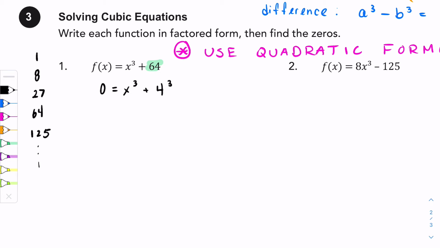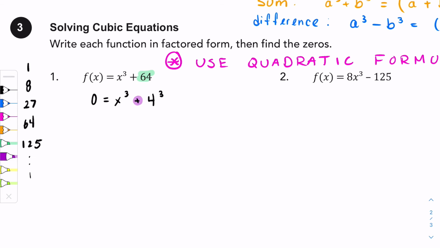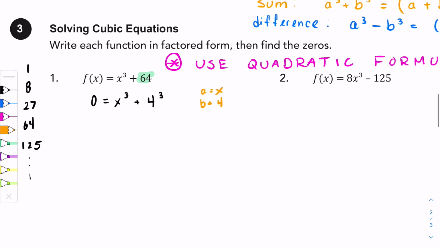So once we have this, we can see that this is going to be sum of cubes because we have an addition sign in the middle. We know that our a value is going to be x, and we know that our b value that we're substituting in is going to be 4. So just remember from the last time we did this that you don't need to include the sign with your b value because that's already figured into the sum or difference equation. So your a and b values should be positive and the signs follow through the equation.